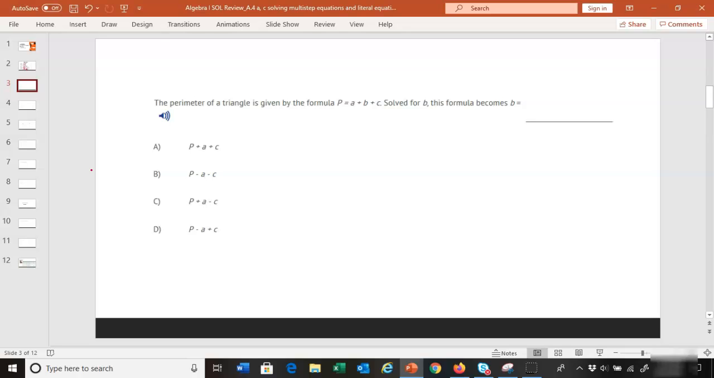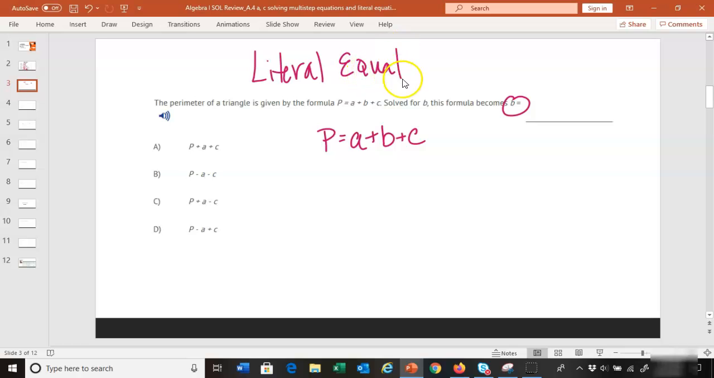So here's our first example. You can see there's not a single number on the board, and a lot of times that's what people equate algebra with, is just letters. It tells us the perimeter of a triangle is given by this formula, and it wants us to solve for b. So they want us to get b all by itself. These are what you hear of as literal equations. It's like its own separate topic in our class, because you're not going to end up with a number as an answer. All we're doing is rearranging the equation.